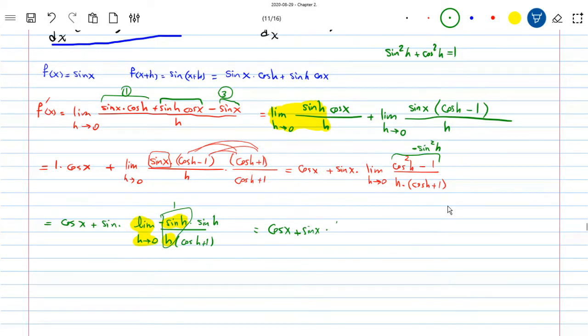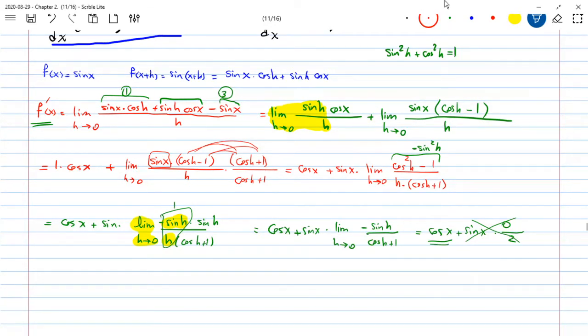So what we have left is times the limit as h approaches 0, negative sine h is left in the numerator, divided by cosine h plus 1. Now if you replace h with 0, what you get is cosine x plus sine x times the limit: sine 0 is 0, divided by cosine 0 is 1, 1 plus 1 you get 2. So what do you get? Cosine plus sine times 0 over 2. This 0 times whatever, this term disappears. So what do we get as the derivative? The derivative is cosine x.